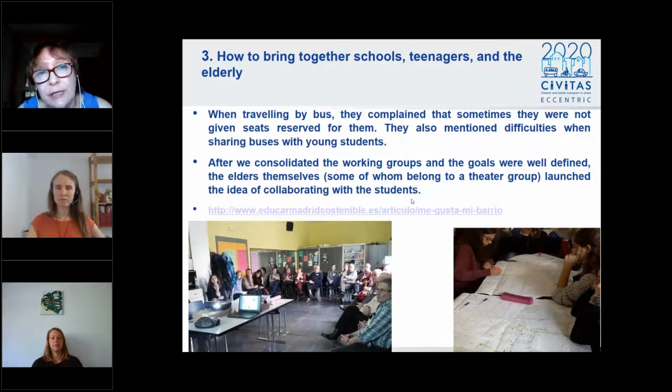After we consolidated the working groups and the goals were well defined, the elders themselves, some of whom belong to a theater group, which is important, launched the idea of collaborating with the students.